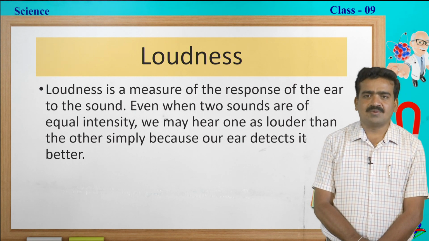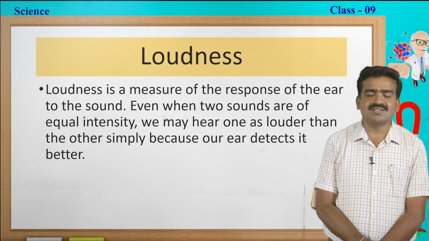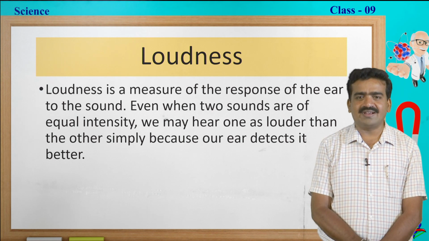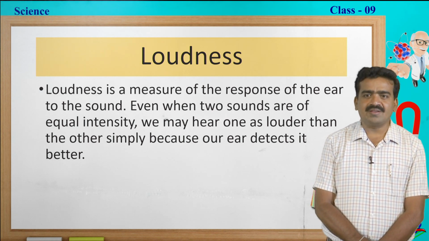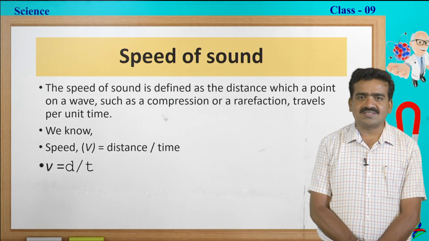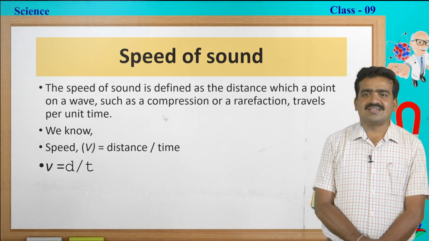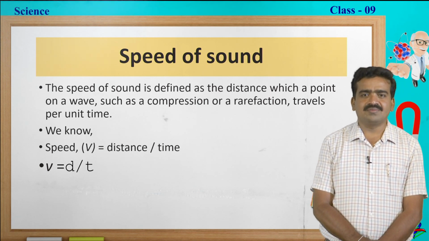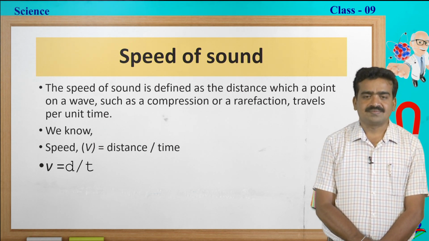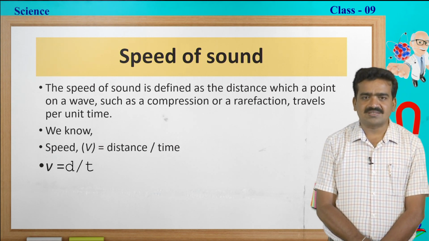And also I have learnt about loudness. Loudness is the measure of response of the ear to the sound. Even when two sounds are of the same intensity, we may hear one as louder than the other. And also I have learnt about speed of the sound. Speed of the sound is the distance which a point on a wave, such as a compression or rarefaction, travels per unit time. So, we use the formula speed is equal to distance by time to calculate the speed.